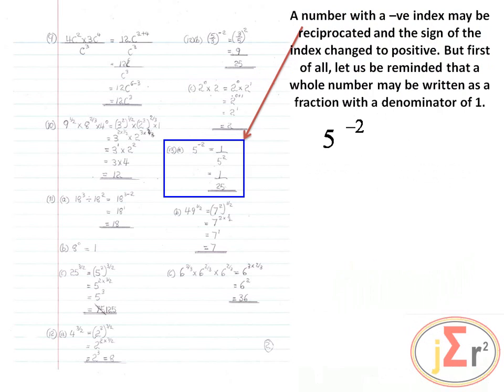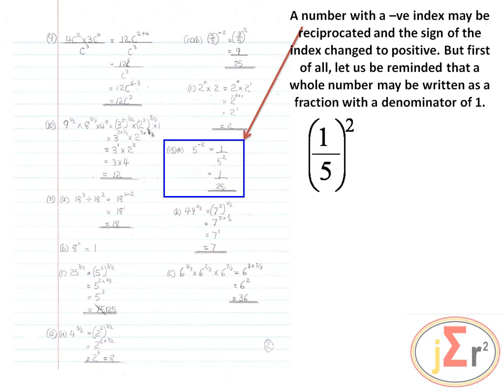Again, a number with a negative index may be reciprocated and the sign of the index changed to positive. But first of all, let us be reminded that a whole number may be written as a fraction with a denominator of 1. So let us write 5 as a fraction with a denominator of 1. Then we reciprocate that fraction and change the sign of the index.